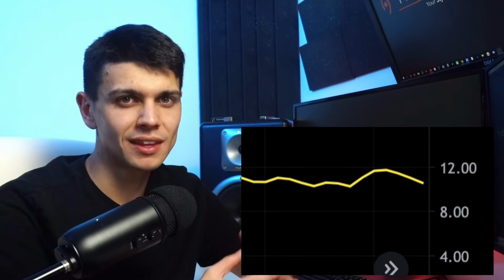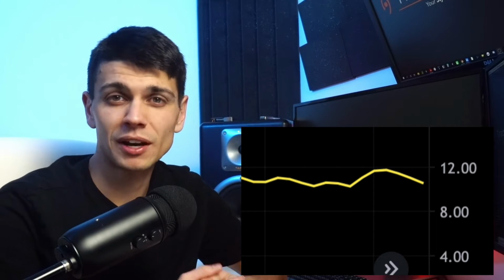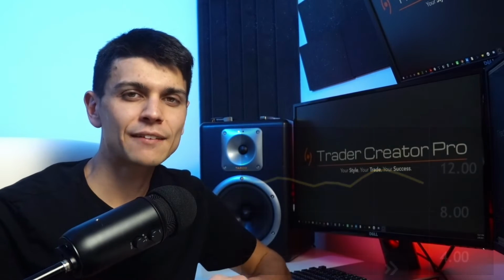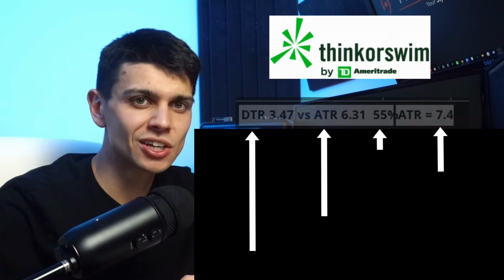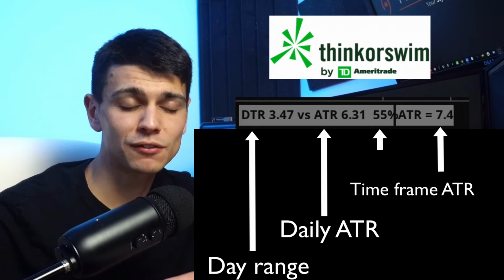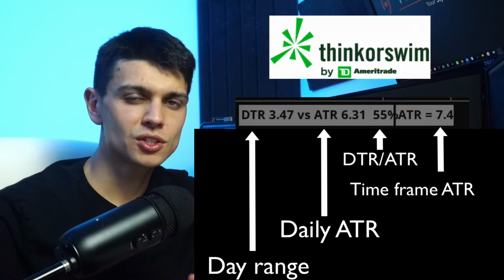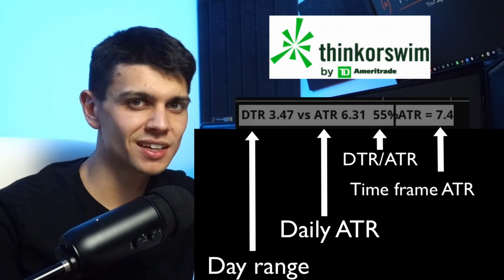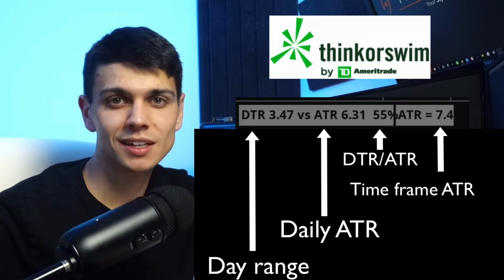Some brokers will have this percentage indicator in their platform and others won't, but they will all have the ATR number for whatever time frame that you are on. I have some special indicators for Thinkorswim using the ATR and the DTR and gives you the percentage. I have a few other ATR indicators, so be sure to check the indicators list and import some of those indicators that I have. Now back to the ATR.